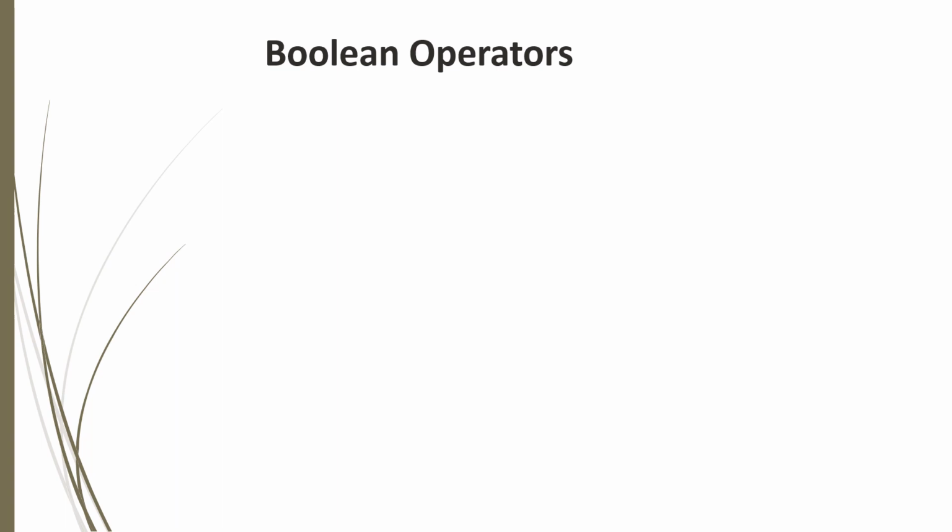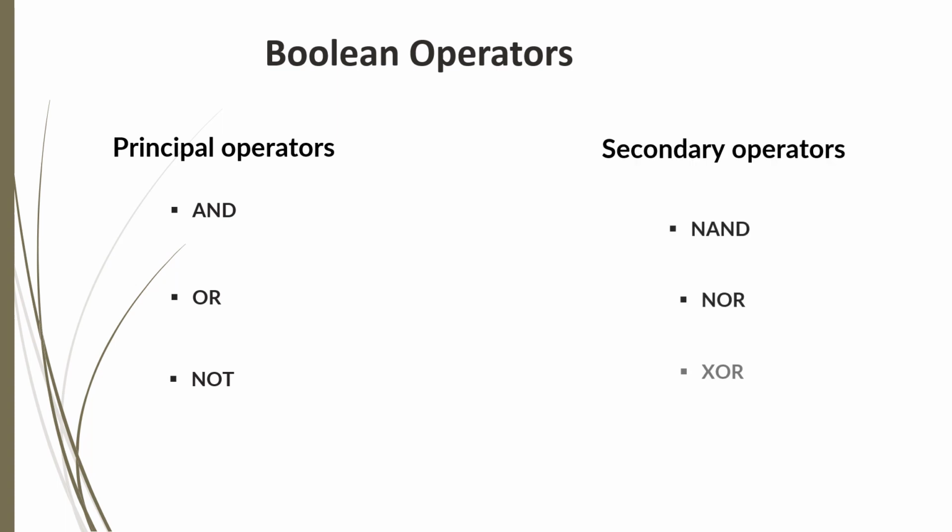There are 6 operators. 3 of them are principal: AND, OR, and NOT. They constitute the building blocks of logical reasoning and decision-making in programming languages and digital circuits. And 3 operators obtained from the combination of the principal operators called NAND, NOR, and XOR.